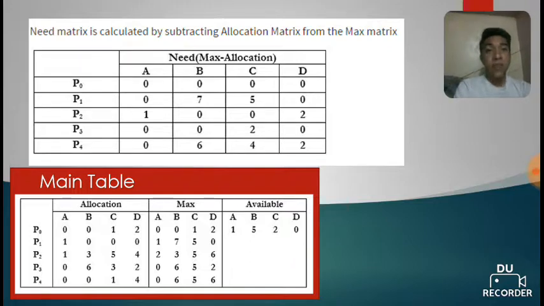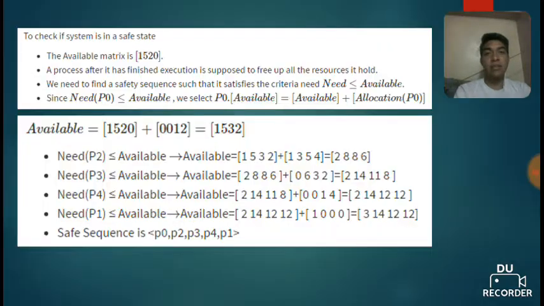we have the need matrix equal to 0, 0, 0, 0 for process 0. For the next process P1, we have the allocation matrix value of 1, 0, 0, 0 and max matrix value of 1750. Subtracting allocation from the max matrix of process P1, we get the need matrix of 0750. So that's how we compute the content of the need matrix. Now let us proceed to check if the system is in a safe state.